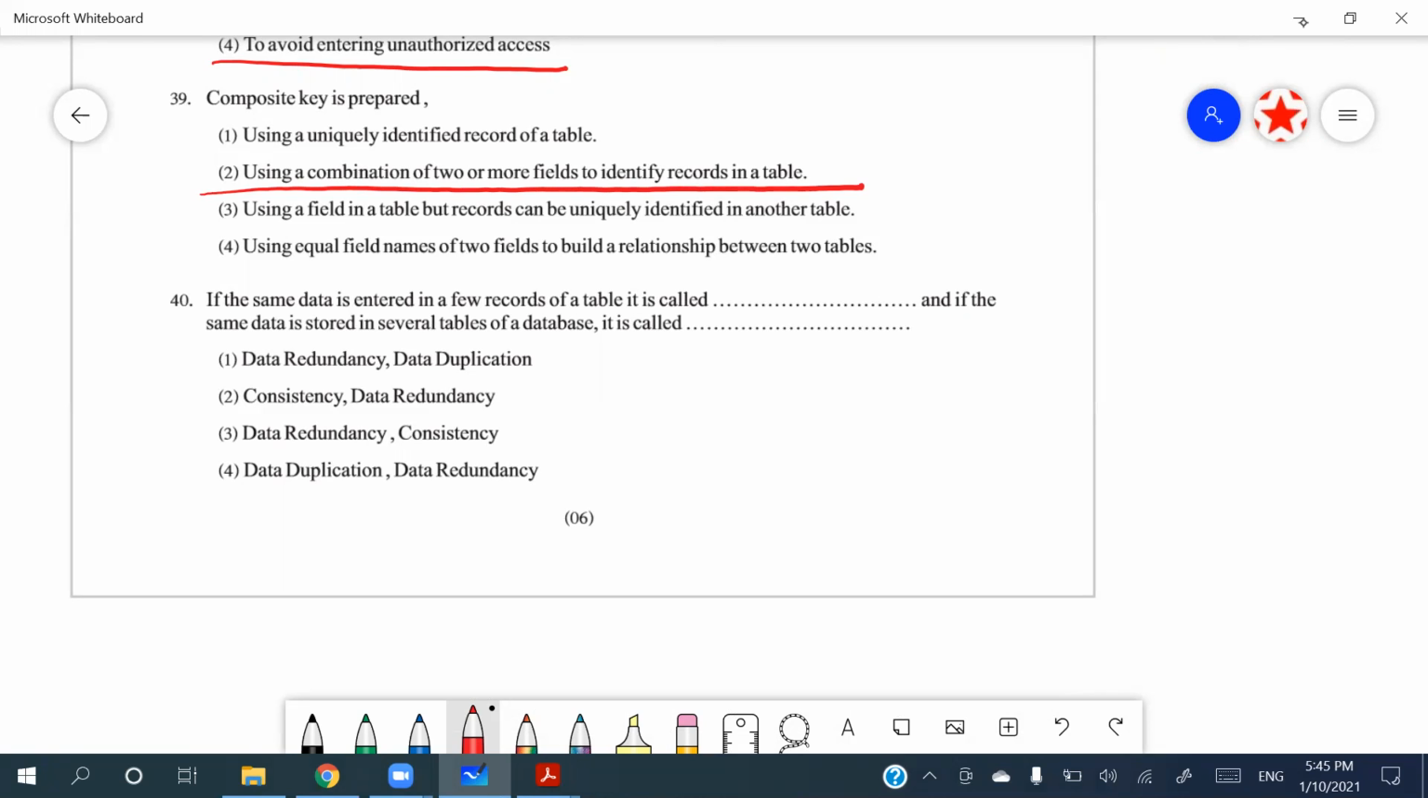Because when we cannot uniquely identify a record with one column, we are going to use more than one column to create a composite key, right? So it is the second one.